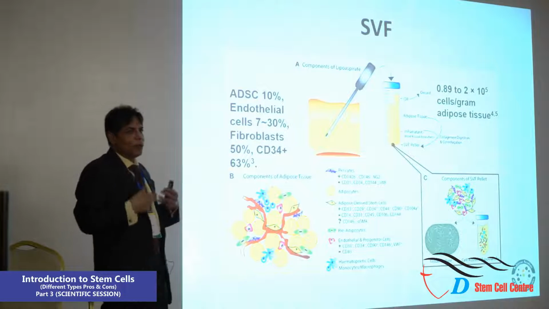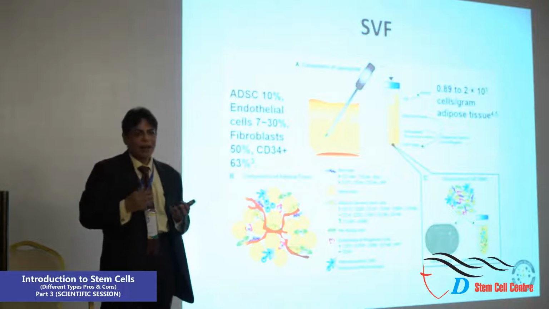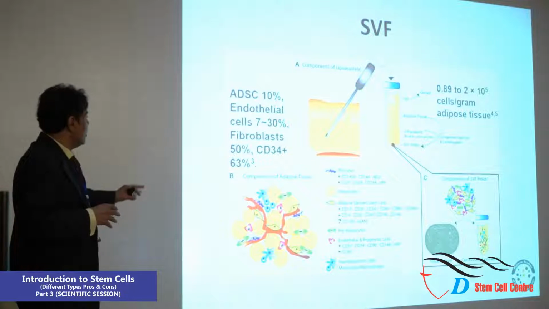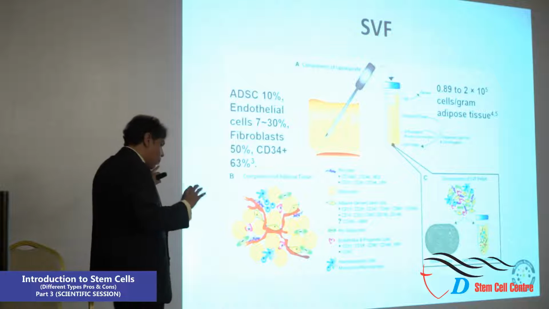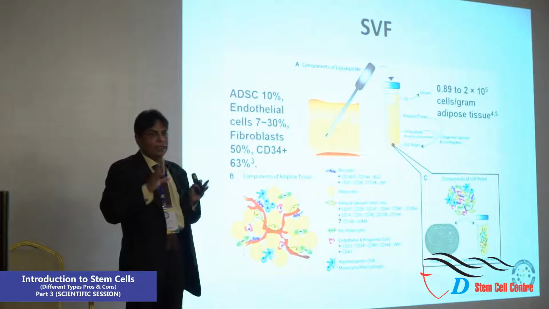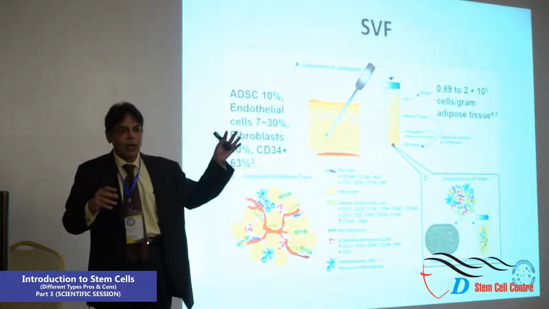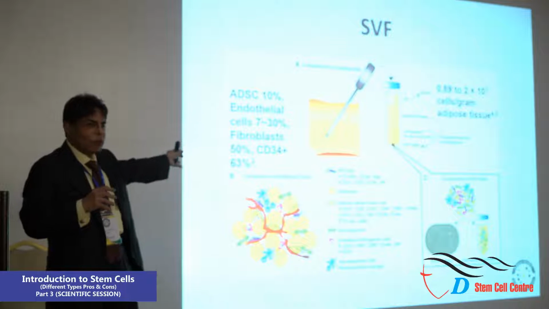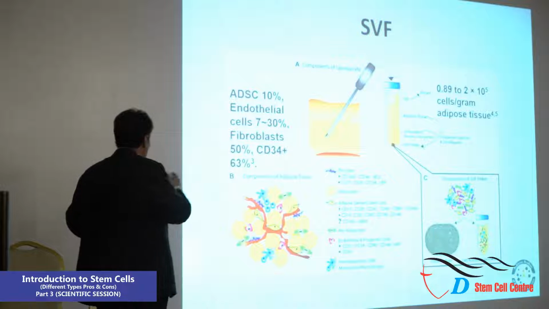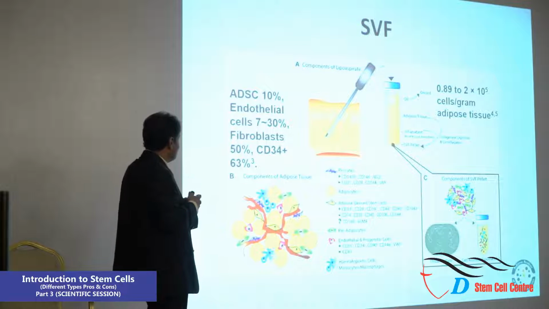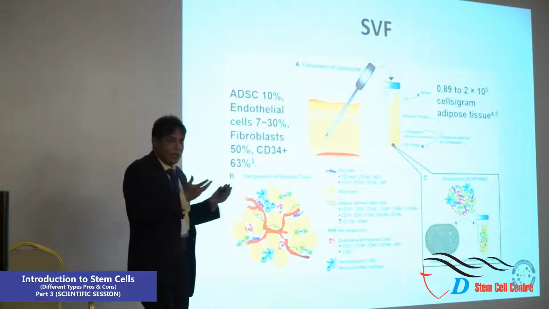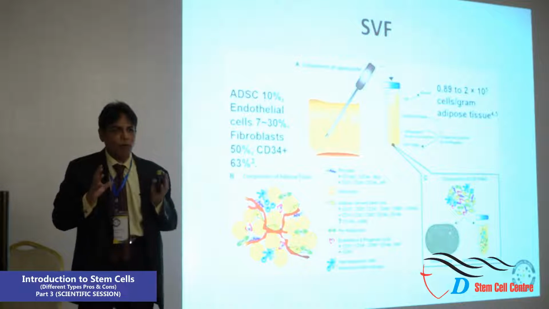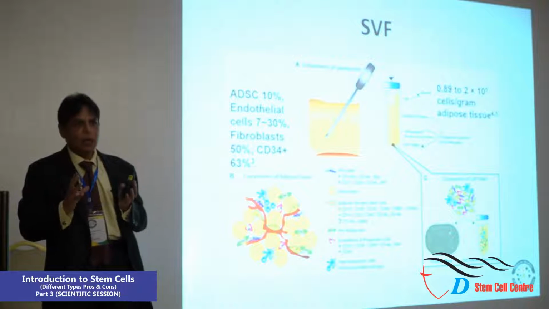SVF, that is what we are going to make today, inshallah, in the lab. Stromal vascular fraction. This is not a pure population of stem cells. It has a mixed population. It has mesenchymal stem cells, epithelial progenitor cells, endothelial cells, fibroblasts, and also different pericytes, for example, mentioned here. So it is a mixed type of cell population.